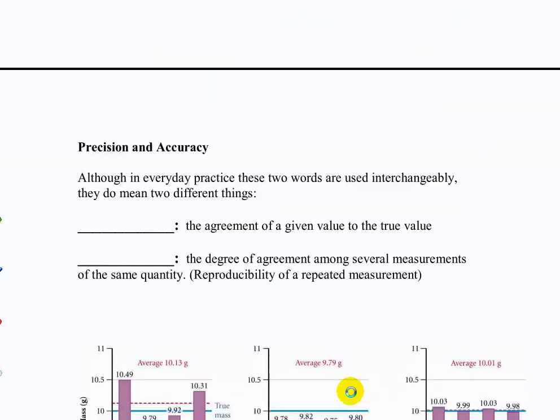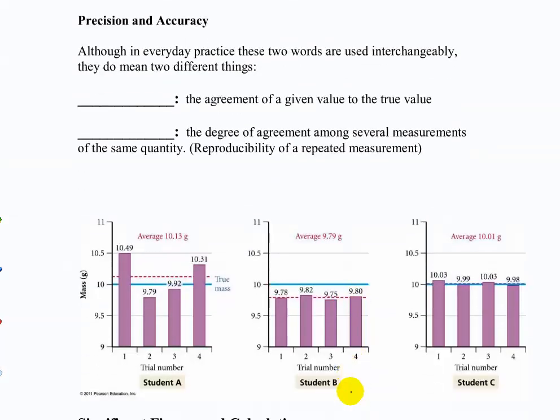All right, a couple more terms we're going to talk about. Precision and accuracy are two terms that are pretty much used interchangeably for much of the population. When we're talking about science, when we're talking about measurement, those actually mean different things. One of them means the agreement of a given value to the true value, and one of them is the degree of agreement among several measurements, so the reproducibility. Which one's which? Anybody know? The first one's accuracy, the second one's precision, that's correct.